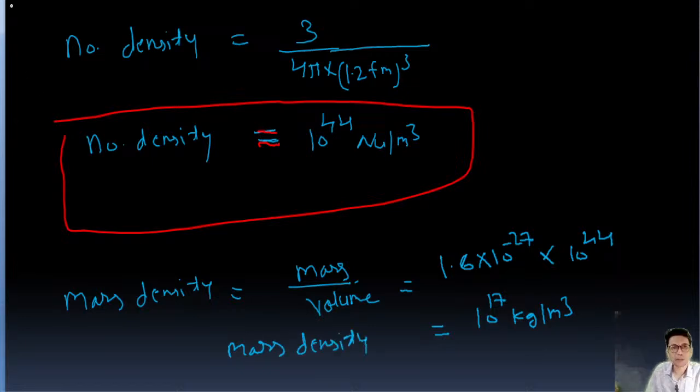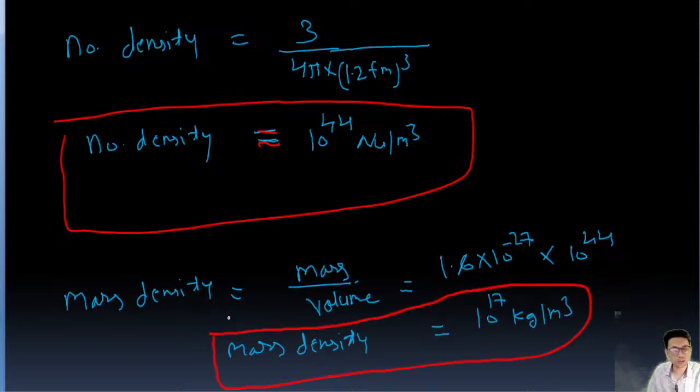These two values are very important. You need to note down and memorize them, guys. Number density for nucleus is 10 to the power 44 nucleons per meter cube, and mass density is almost equal to 10 to the power 17 kg per meter cube.